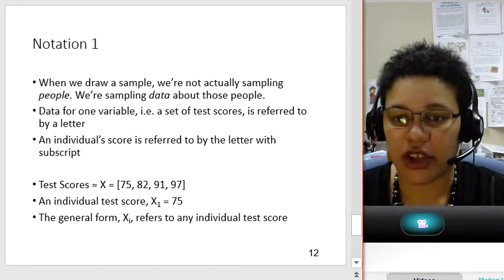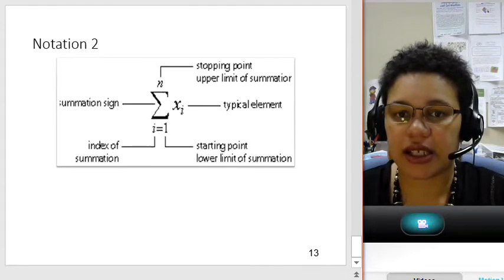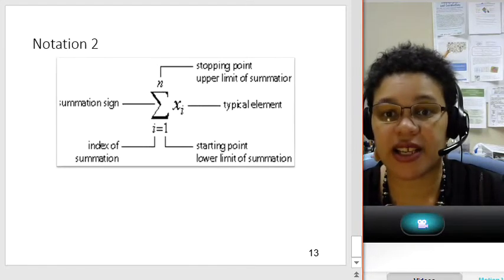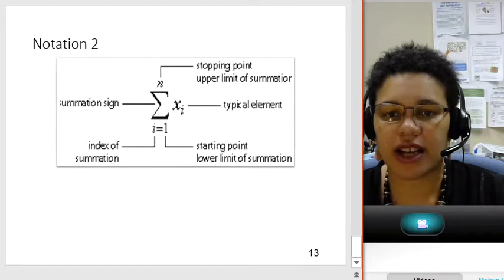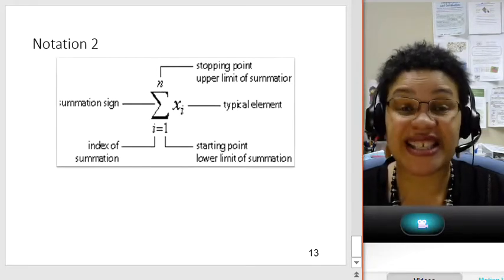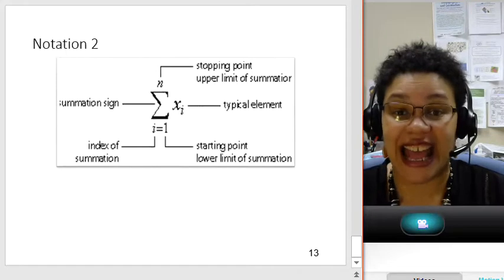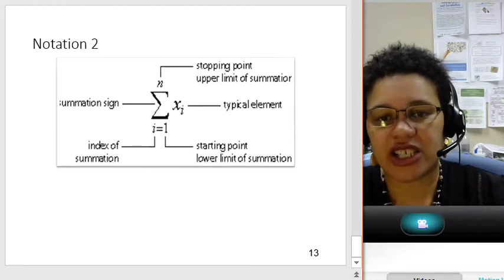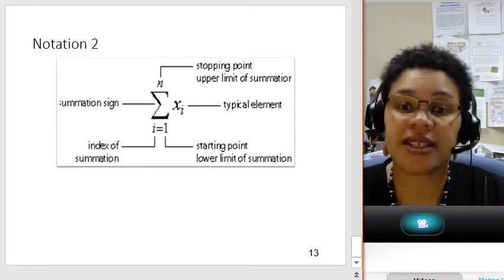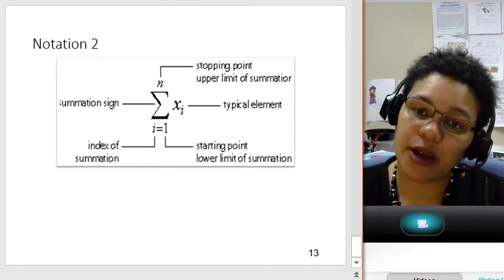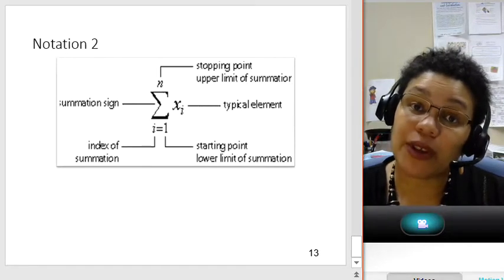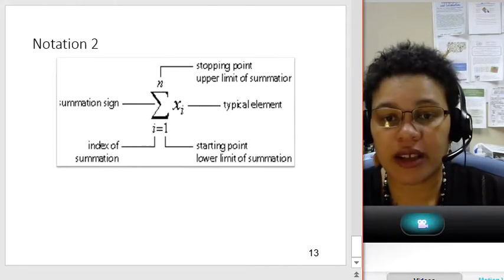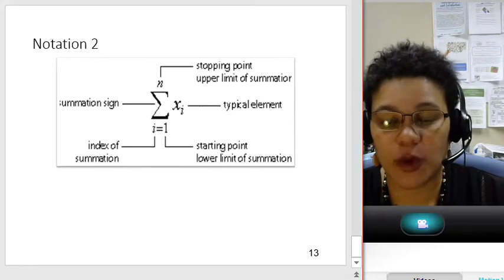Okay, so knowing that, let's look at the summation sign. The summation sign is this capital sigma, right? It kind of looks like a weird looking E. That means sum, as in add. And it goes from i, the index of summation. You're going to start at 1 and go to n. In the previous example, the stopping point, the upper limit, the number of test scores we had in our sample, was 4. So i would equal 1 and 2 and then 3 and then 4.